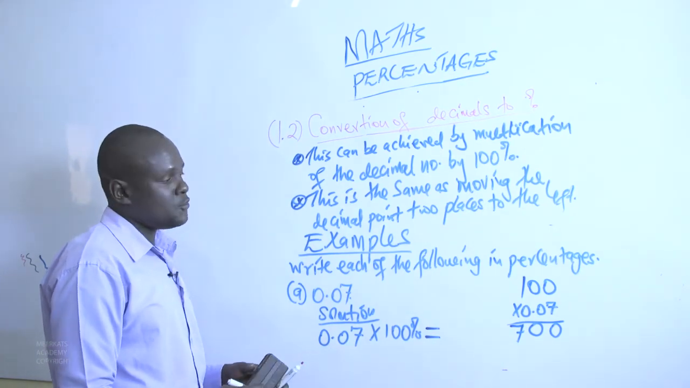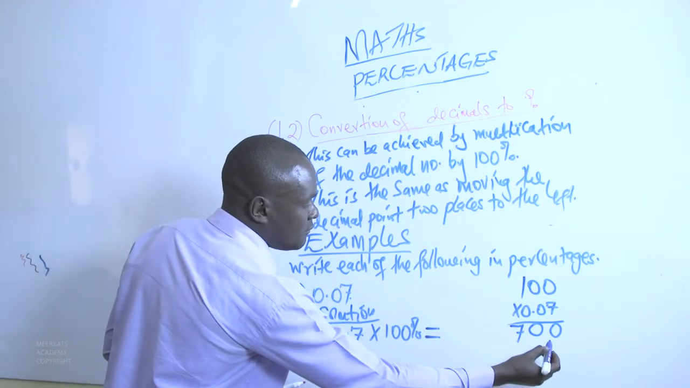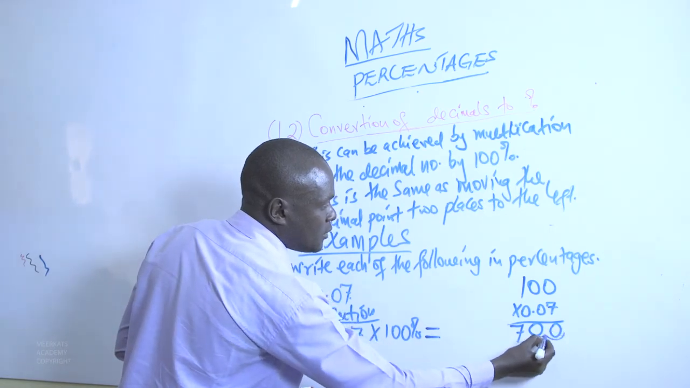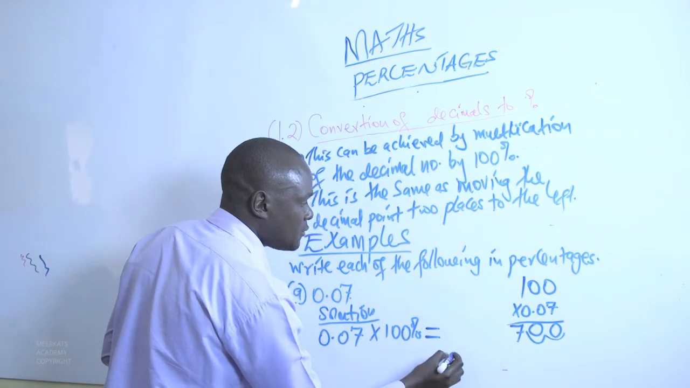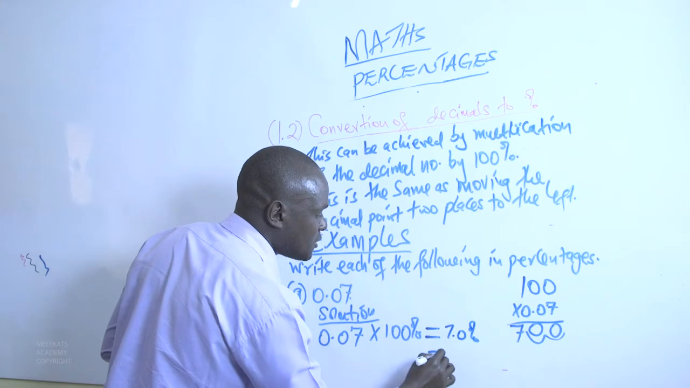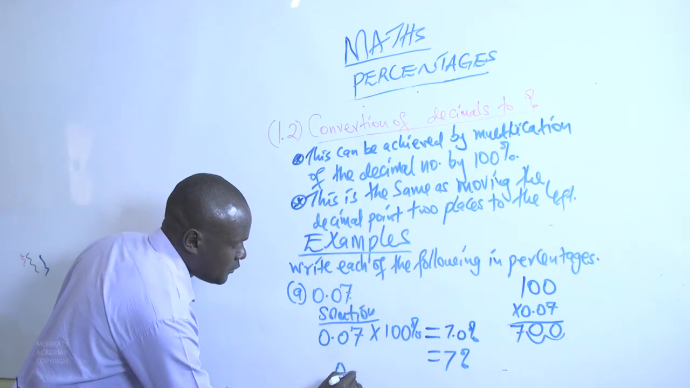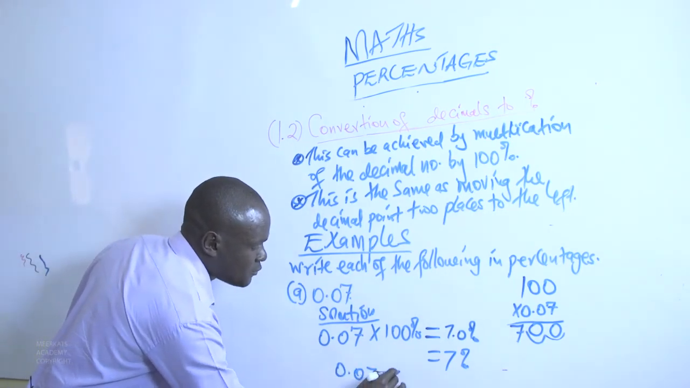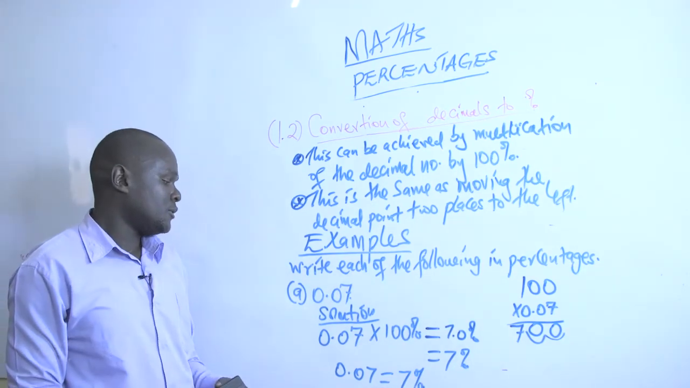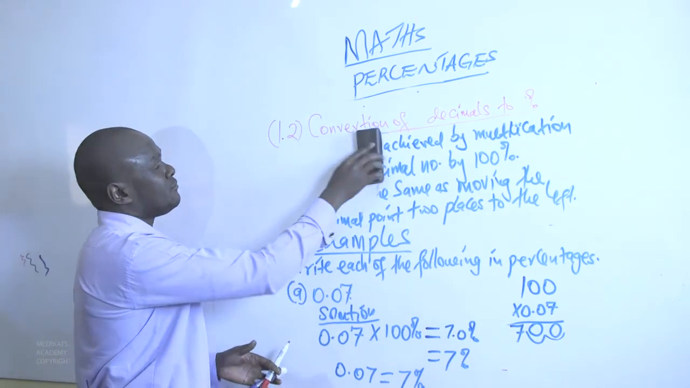How many decimal places do we have in the initial number? They are 2. So it is like we have our decimal point here, we move it 2 places, 1, 2. This we are going to have 7.0%, or it can just be expressed as 7%. So 0.07 is equal to 7%. That is our first example.